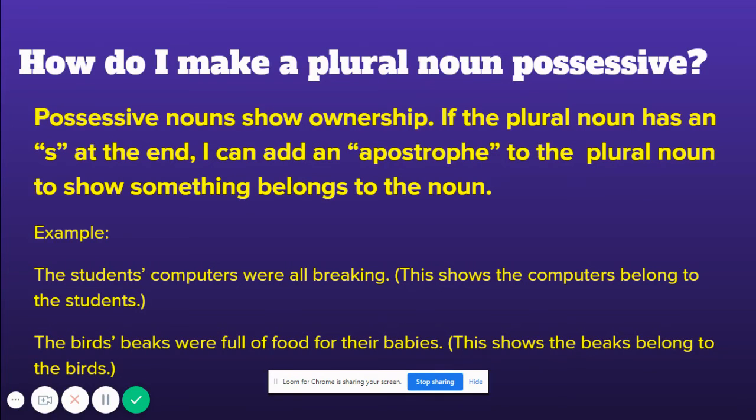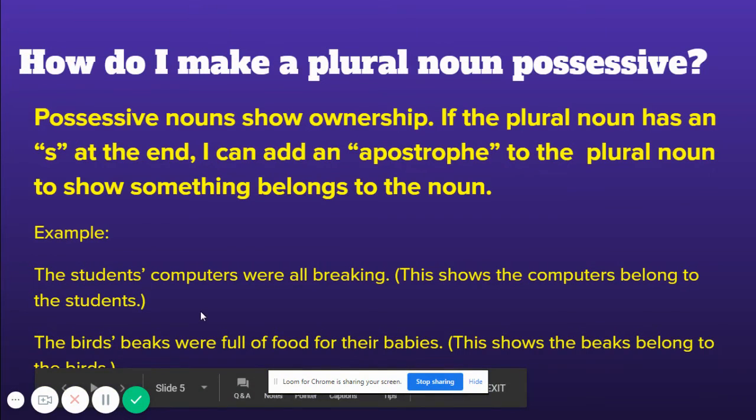If the plural noun has an S at the end, I can add an apostrophe to the plural noun to show something belongs to the noun. For example, the students' computers were all breaking. Whose computers? The students' computers. Not just one student, but lots of students. Do you see how there's already an S at the end of the word? And then I added my apostrophe after it.